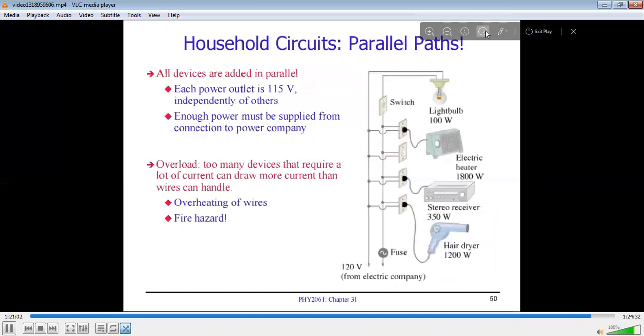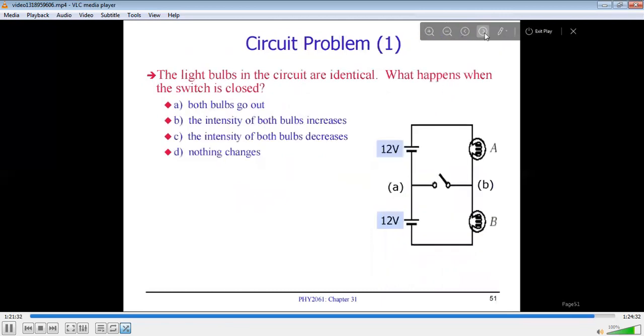Household circuits are parallel paths. All devices are added in parallel, and each power outlet is 115 volt, independent of the others. Enough power must be supplied from the connection to the power company. Overloading with too many devices that require a lot of current can draw more current than the wires can handle, causing overheating of wires and fire hazards. So this is from the electric company.